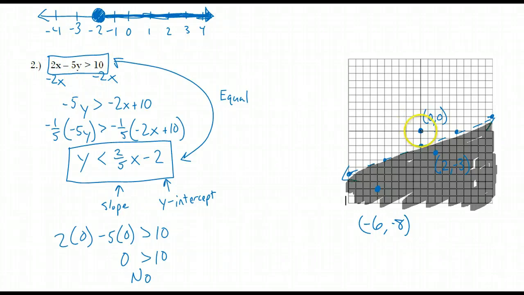The reason I picked 0, 0 to test is 0, 0 is really easy to plug in, and it's a point not on my line. If my line went through 0, 0, all I would have to do is pick another point to test.